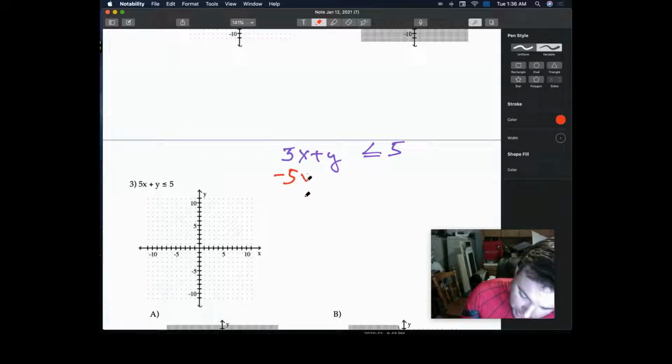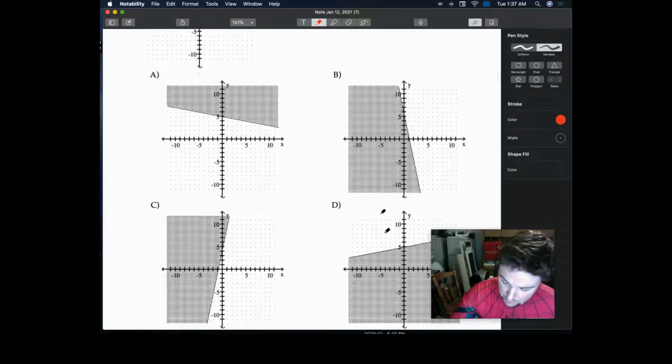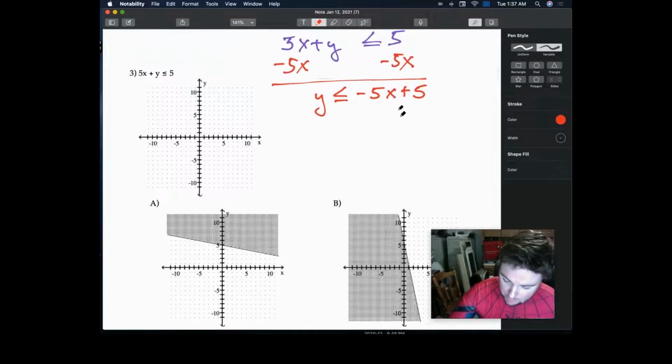We're just going to subtract 5x. When we do that, we end up with y is less than or equal to negative 5x plus 5. We don't put the negative 5x and the 5 together, because they're not like terms. All right, and so now we're just going to solve. So when we solve this, let's look at our answer choices real fast. We know a couple of things here. Let's start with this. We know that it's negative 5, right?